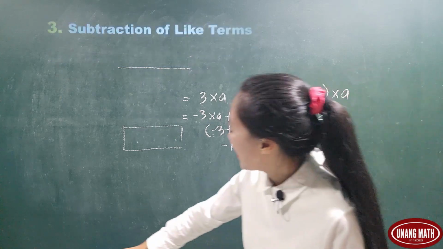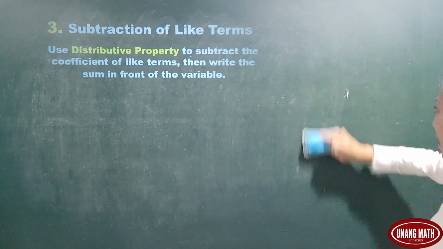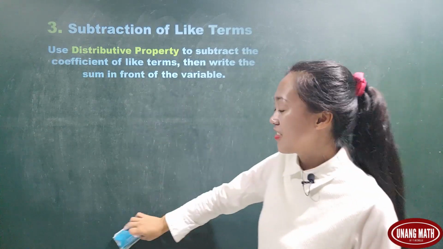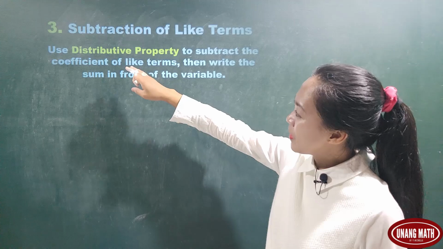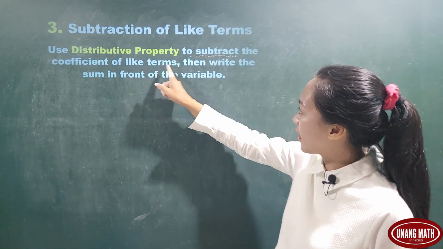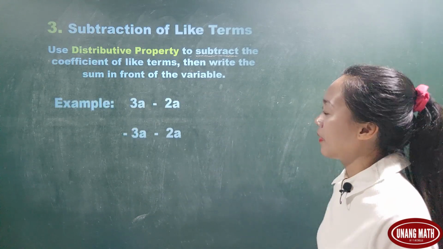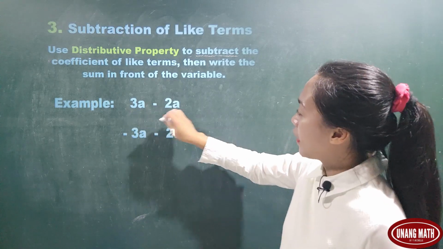Okay, let's move on. This time, subtraction of like terms. It's the same rule. The operation is just different. So we will still use the distributive property to subtract the coefficient of like terms. Then we will write the sum in front of the variable. Okay, example, 3a minus 2a.